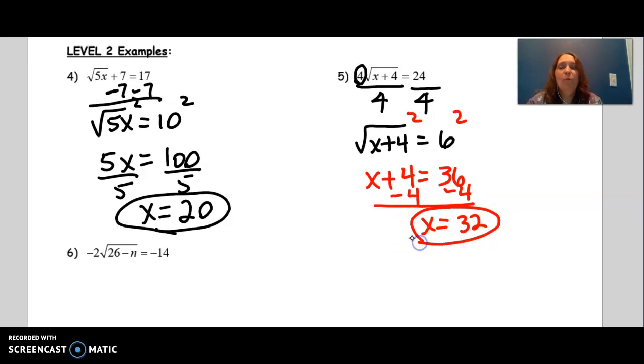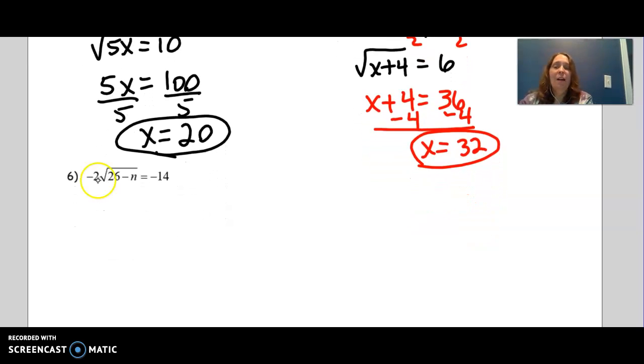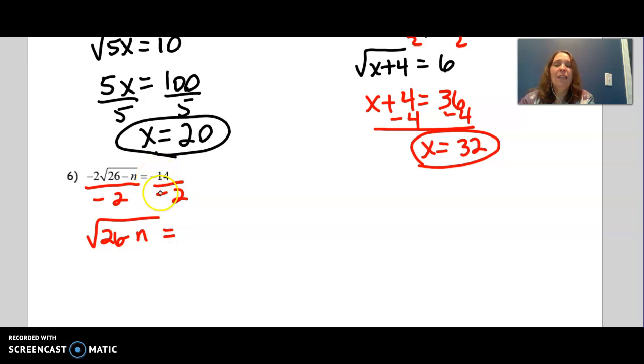All right, we've got one more to go in this video, and it looks like we've got lots of negative signs. Don't let that scare you off. We just need to start out by getting the radical by itself. So let's divide both sides by negative 2. We've got then the square root of 26 minus n equals, oh, look at that. A negative divided by a negative cancels to a positive. 14 divided by 2 is 7.